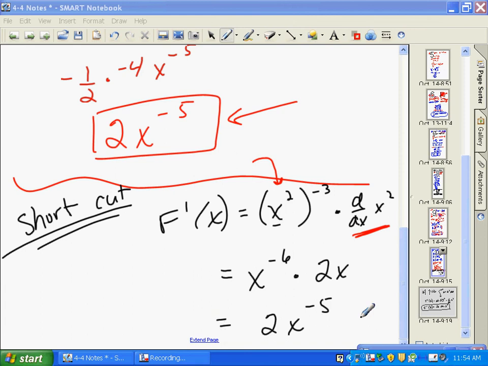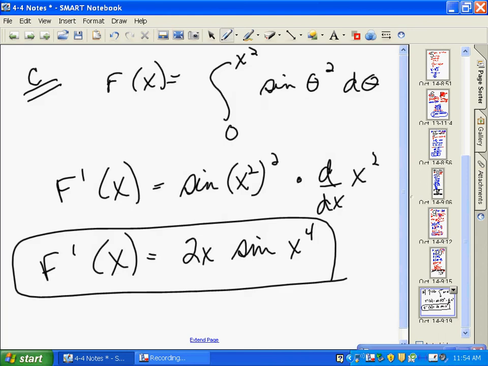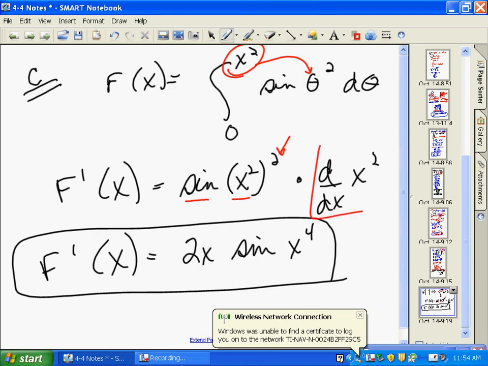So when you're doing these problems, just remember, my shortcut is just to take this exponent for part C, plug it in for my variable in my integrand, so I have sine x squared squared. Now I take the derivative right here, that's the derivative of that upper bound, which is 2x. And that came out front, and boom, there it is.